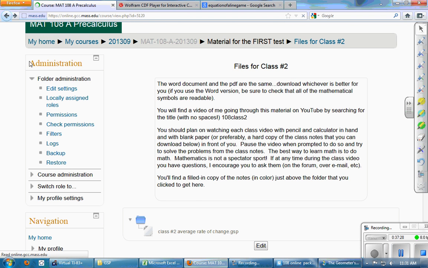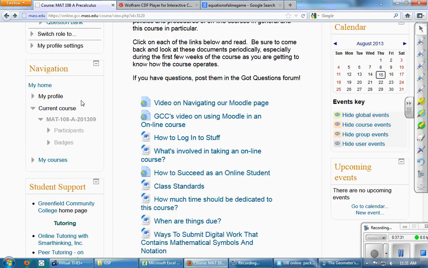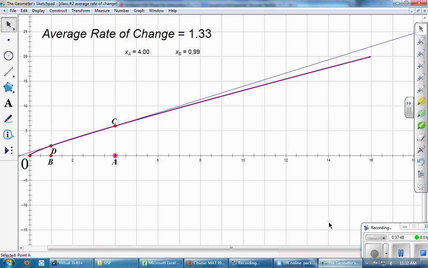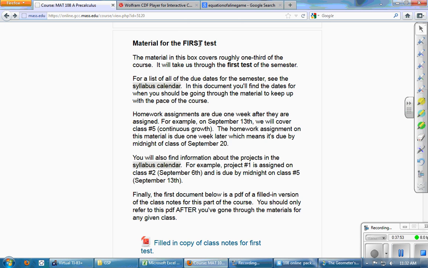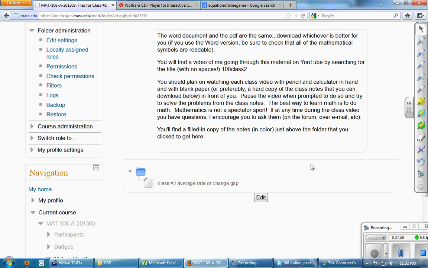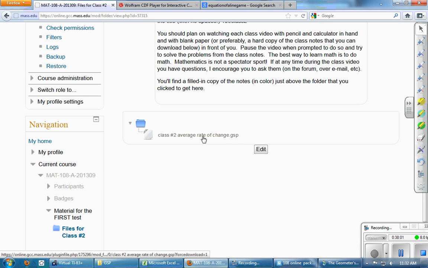So what you're going to do is go to our Moodle site. And somewhere towards the top, inside of this Get Oriented folder, you should see a document that says where to download free math software. And in there, it tells you exactly where to go to download the free version of Geometers Sketchpad. And then in order for you to access this particular document that I've created, you'll just need to go to our Moodle page inside of this topic, Material for the First Test. We're in class 2. That's where we referred to this Sketchpad file, and you can download it right there. Just download it to your computer once you have Sketchpad on it. GSP is the extension, Geometers Sketchpad.